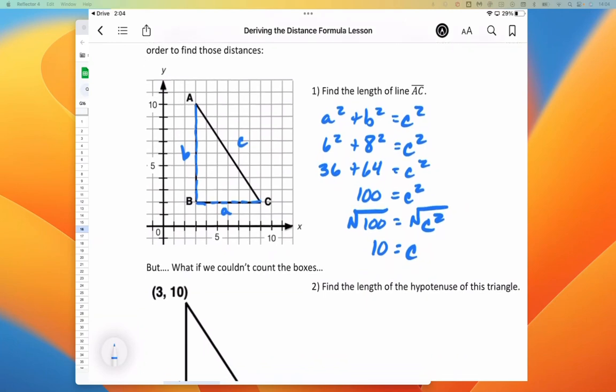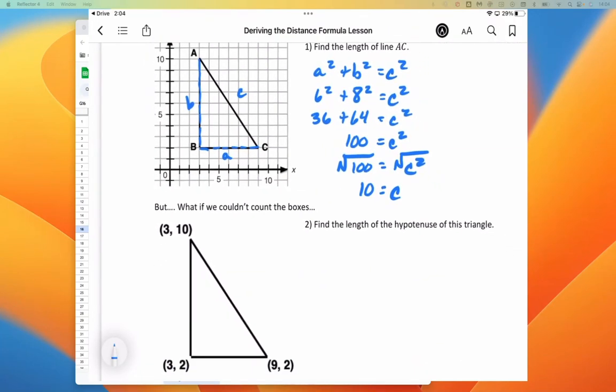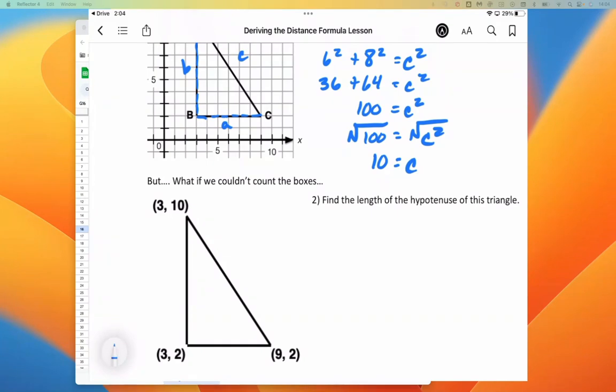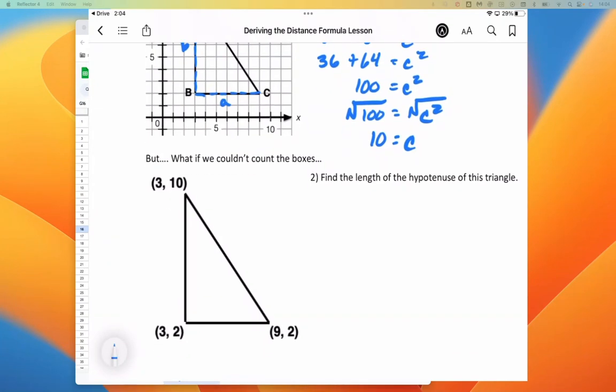So what happens if we take the grid away? We can't count how long those sides are anymore. Well, I think we could still use A squared plus B squared equals C squared if we got a little bit creative.